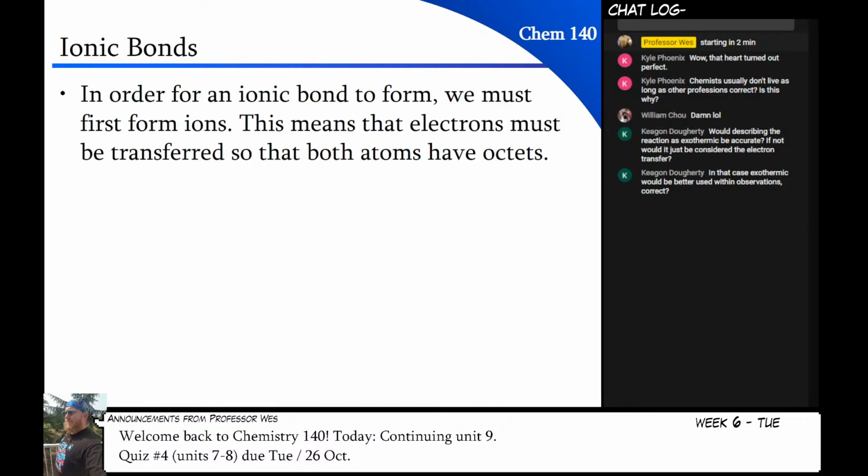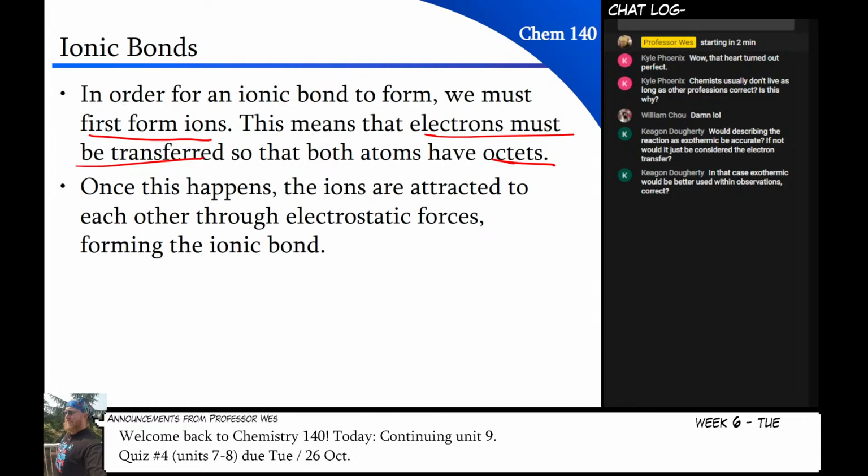So here's our summary. In order to make an ionic bond, you have to make the ions first. So you're going to transfer the electrons. On paper, we're going to shuffle those around. And we're going to do that until we have octets. And then once you have octets, everything comes together. Once you have created octets, all the ions will become attracted to each other, and you'll create your ionic compound.